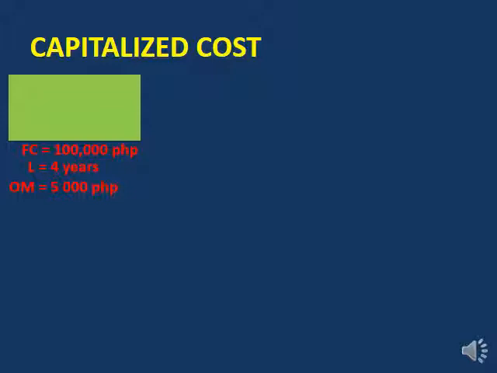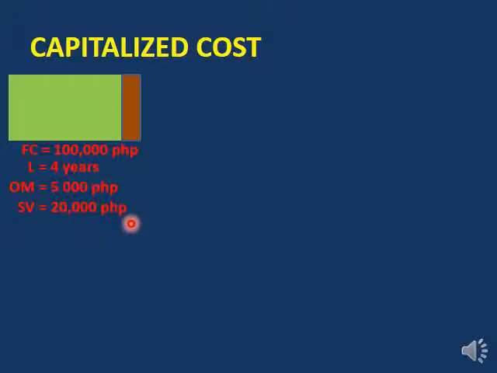This photocopier, the first cost, which is equivalent to CO in our previous illustration, is 100,000. The life is 4 years. It has an operating maintenance cost, which is an annuity of 5,000 pesos yearly. And then this photocopier may be sold as scrap, a scrap value of 20,000 pesos.